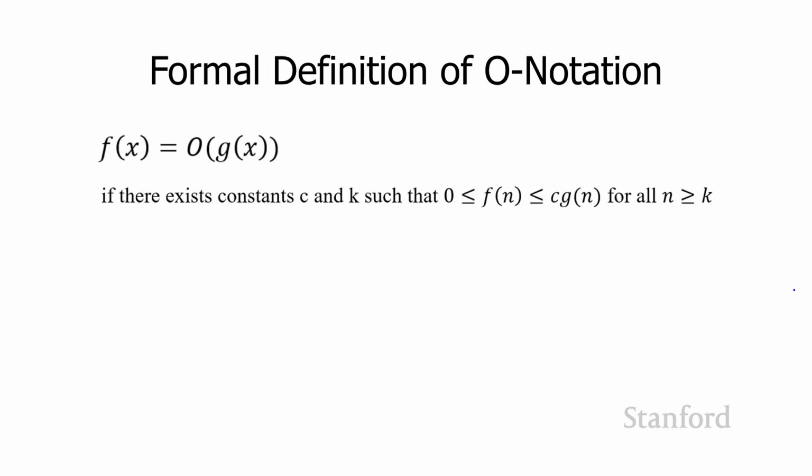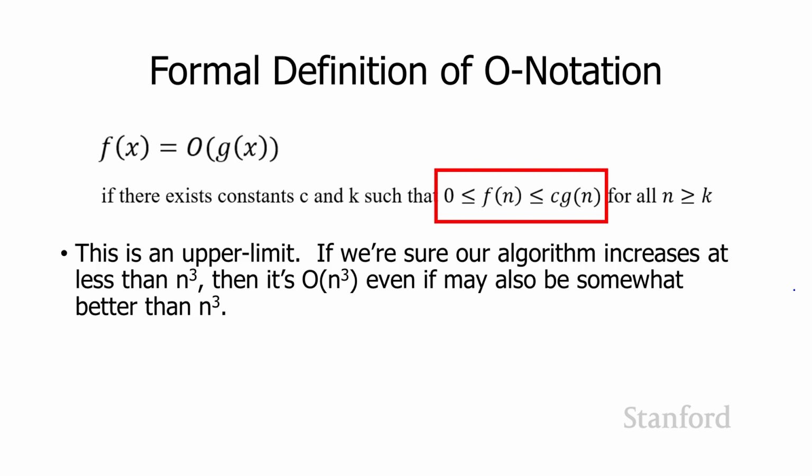Let's take a look at this c and k business and see what's going on there. Okay, so 0 is less than or equal to f of n is less than or equal to c times g of n. That's telling us that what we're looking at here is an upper limit. f of n is the actual performance and g of n is the performance that we're comparing it to. So we know that f of n is less than or equal to c times g of n. If we're not able to find the exact performance, but we're able to say, hey, I know this works better than this other algorithm, I know this does better than n squared, or I know this does better than n cubed, that's good enough for O notation.